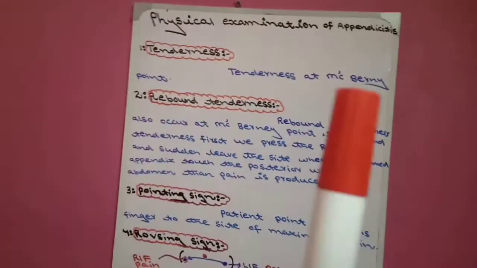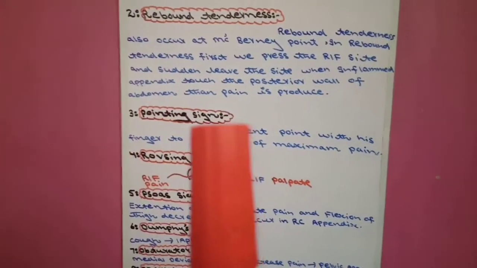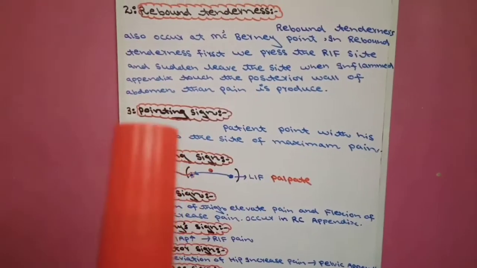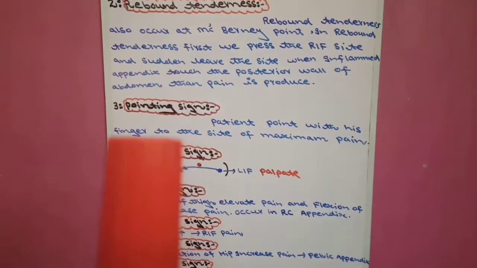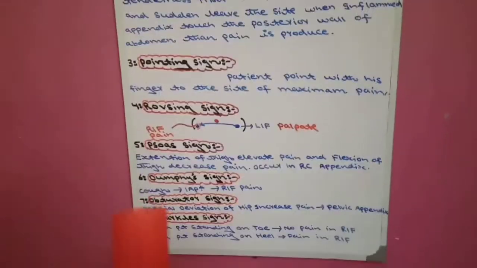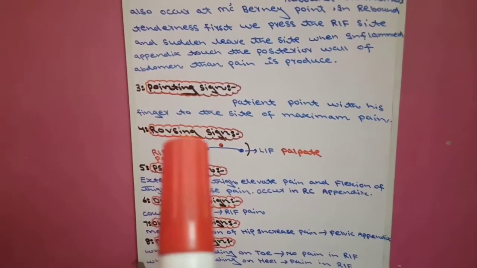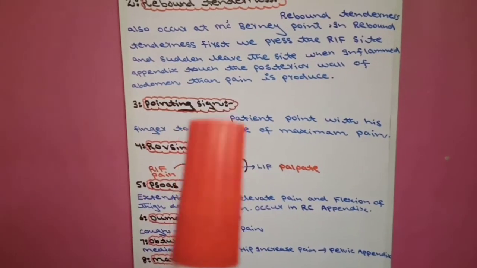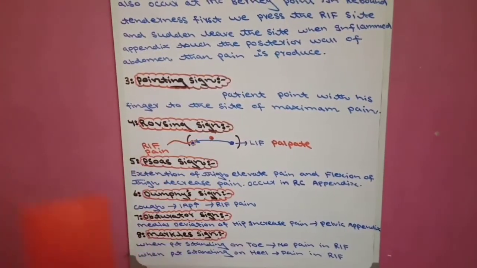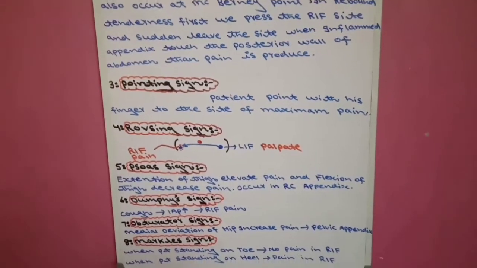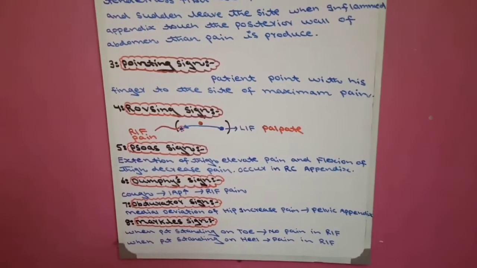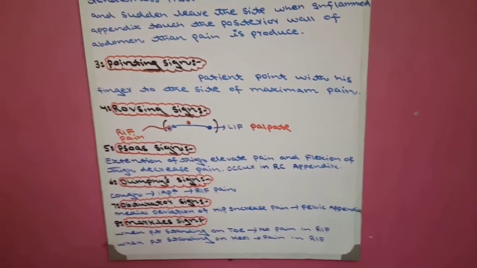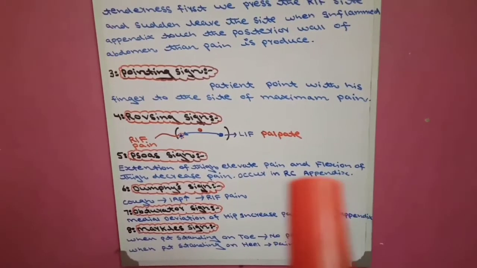Number 1, tenderness at McBurney point. Number 2, rebound tenderness at McBurney point. Number 3, pointing sign: the patient himself tells where he feels maximum pain, and points to this site with his finger. And the 4th is Rovsing sign: when we palpate the left iliac fossa and pain starts in the right iliac fossa. And the 5th is psoas sign: extension of the thigh elevates pain and flexion of the thigh decreases pain, and it occurs in a retrocecal appendix.